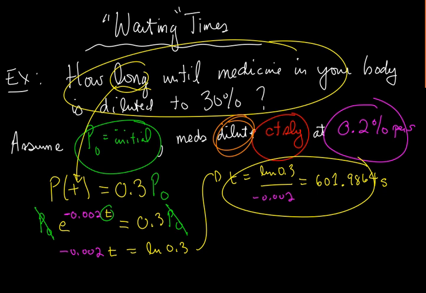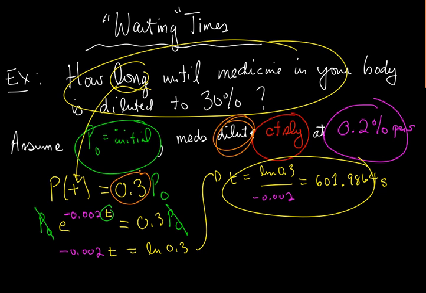Something you should do right after this video is notice that this was very similar to a half-life or doubling time problem, the way we did it. Except in those problems, this 0.3 was either 2 or 1/2. And that's the only difference.